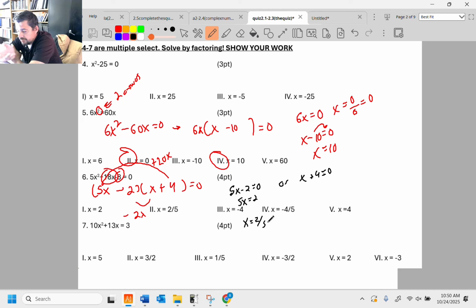But anyways, from the first factor, 5x minus 2, x is 2/5, and I hope I'm wrong. I hope I'm wrong. I don't want to be right. I want to see some wins, kids. And by shifting the 4 to the other side, x is -4.